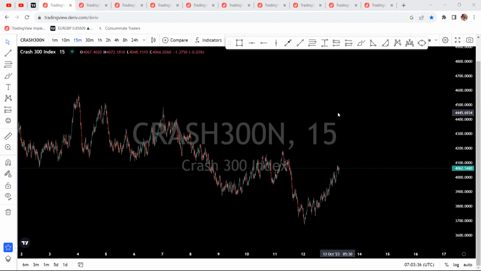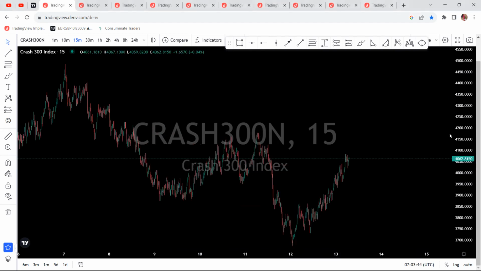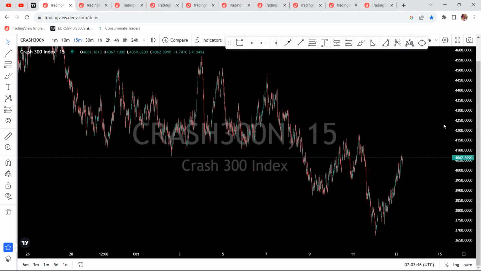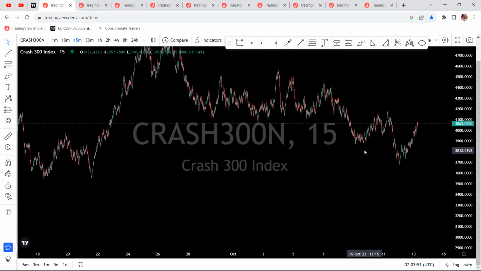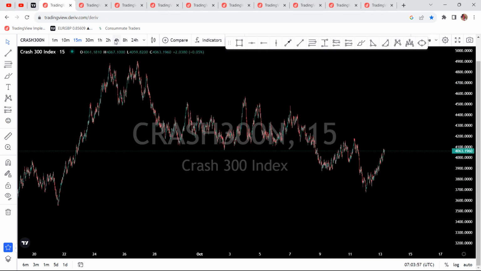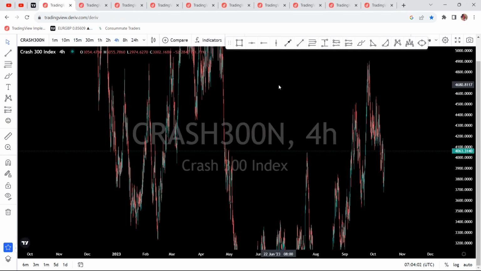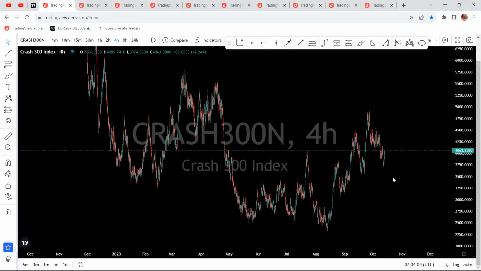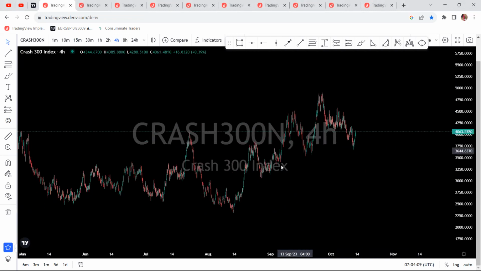So right now, let's start with the Crash 300. This Crash 300, we are seeing the structure printing out clearly to us. For a long time, we have seen this market dwelling downward, pushing downward. If I put it on 4 hours, it will help us to understand what the market is doing on a bigger time frame. So this is the 4 hours, I presume. So I see that the market is taking an up push from here.